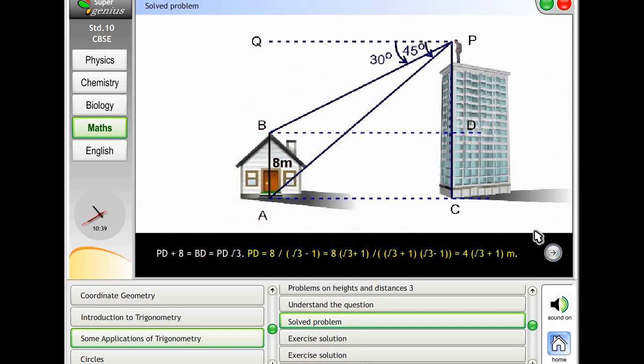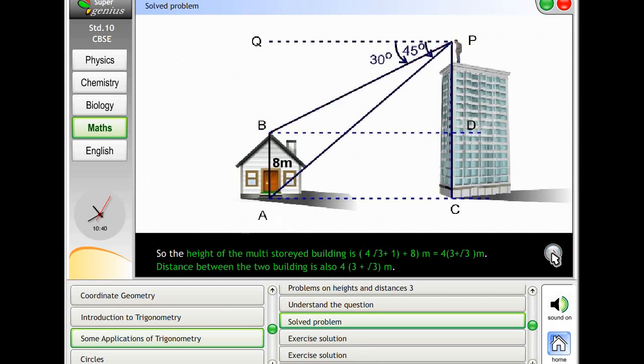We get PD plus 8 equals DB equals PD into root 3. This gives PD equals 8 divided by root 3 minus 1, equals 8 into root 3 plus 1 divided by root 3 plus 1 into root 3 minus 1, equals 4 into root 3 plus 1 meters.